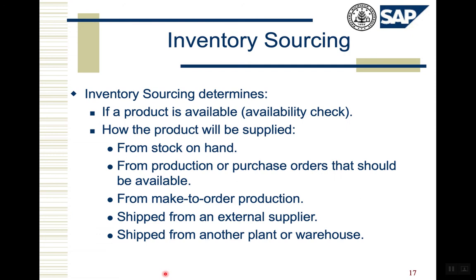Dell used to, I'm not sure what they do now, but when their PC manufacturing was done in the U.S., they would do make to order. They wouldn't maintain an inventory. They would get an order, and then they would assemble the PC to your specifications and get it back out to you in a 24-hour period or something like that. Or we could get things from external suppliers or ship from another plant or warehouse. But this is really where we decide how we are going to meet this order.